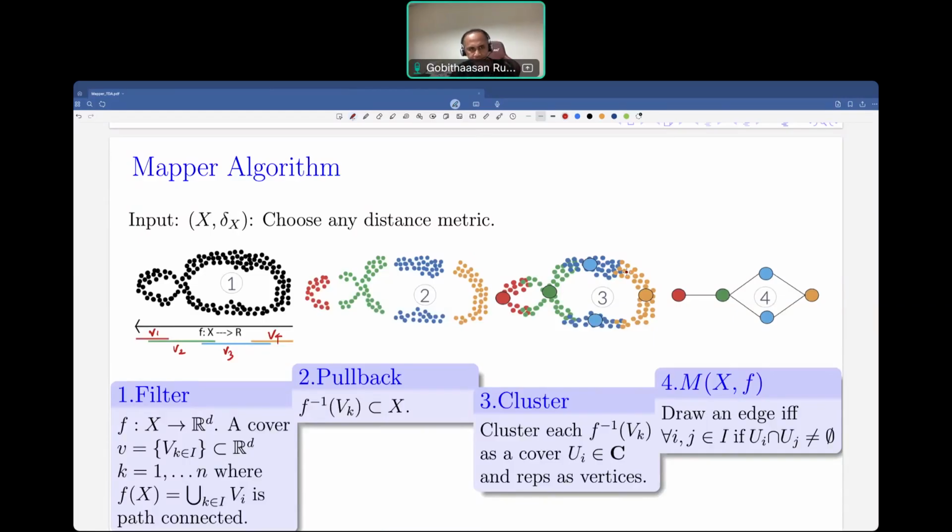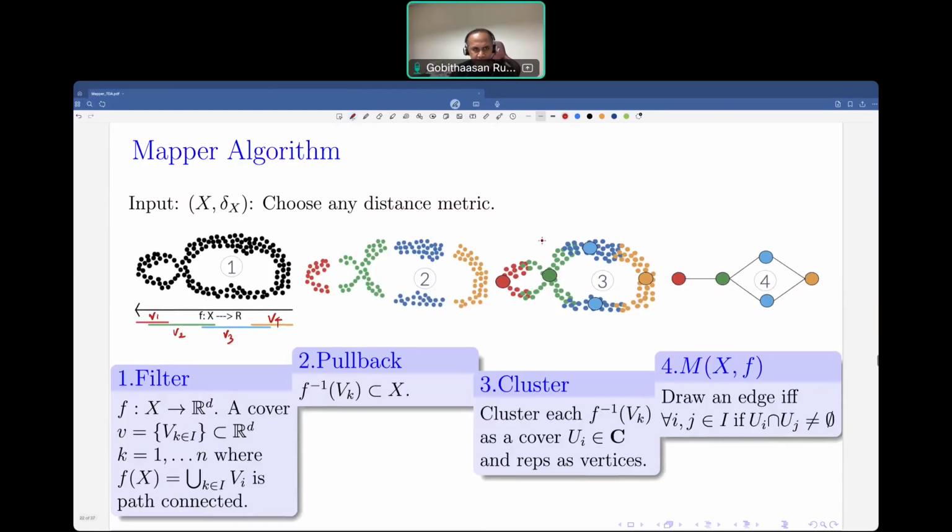Okay, now let's continue. There are actually four distinct steps to the Mapper algorithm. The input, of course, would be your point cloud, and then the distance matrix will be computed in the Mapper algorithm. Once we have the distance, then we would be able to do these four steps.